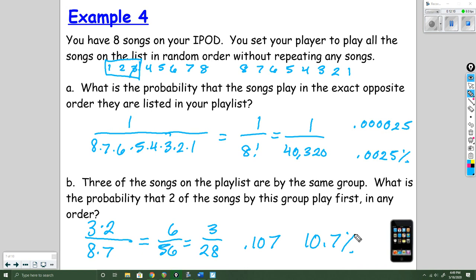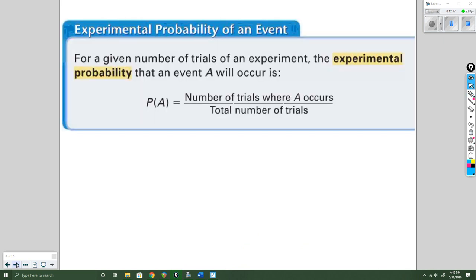Awesome, we just have a couple more to go here. Now we're going to switch roles, and we're going to talk about experimental probability. For a given number of trials of an experiment, the experimental probability that an event A will occur is the number of trials where A occurs out of the total number of trials. This is what we would see in a real-life survey or something.